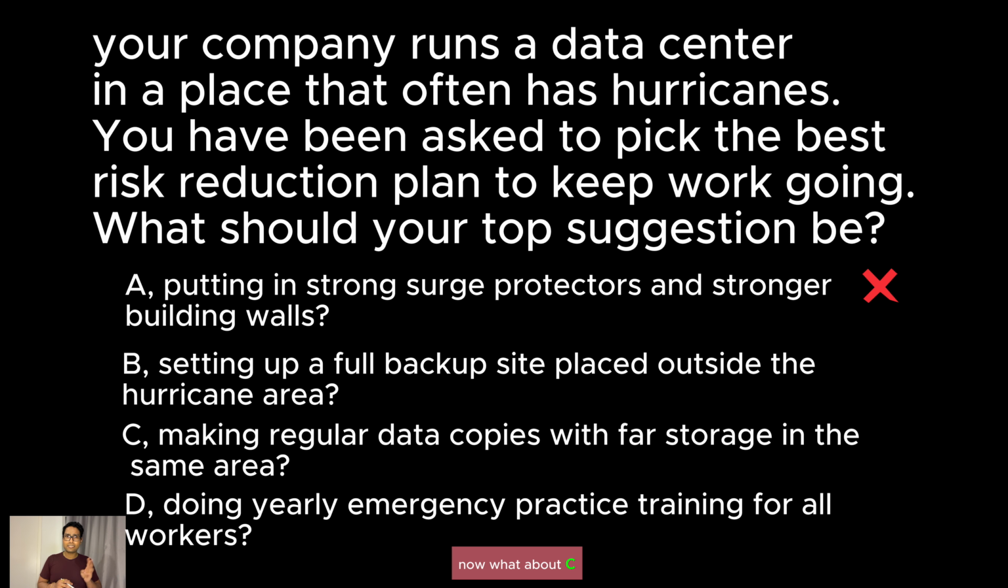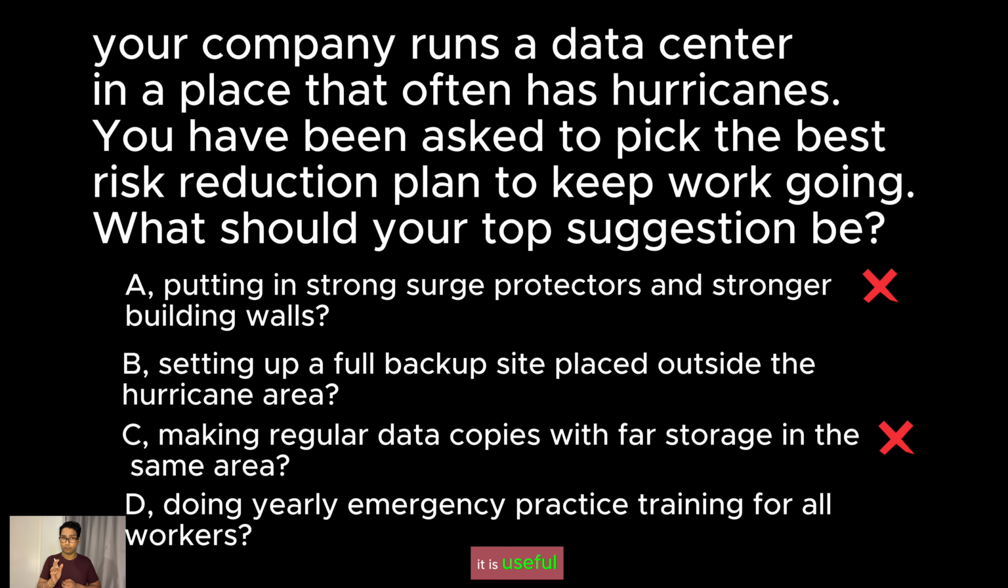Now, what about C? Regular copies stored far, but in the same area. This is another technical method. While copies are the key, storing them in the same hurricane area means that the copies themselves might be hit during the storm. So that answer is out. So now it is between B and D. Answer D is the yearly emergency practice drill. It is important, very important, but it mainly helps people be ready.